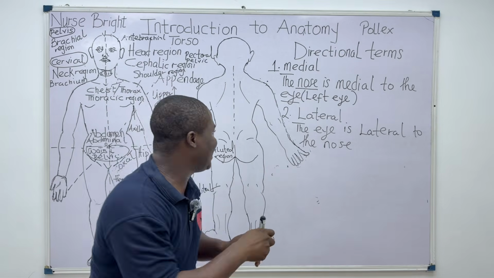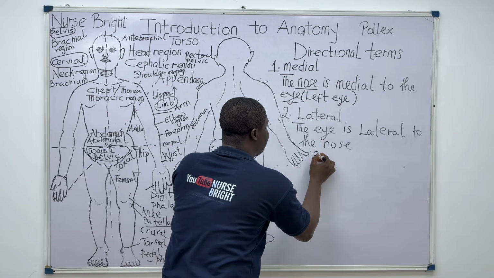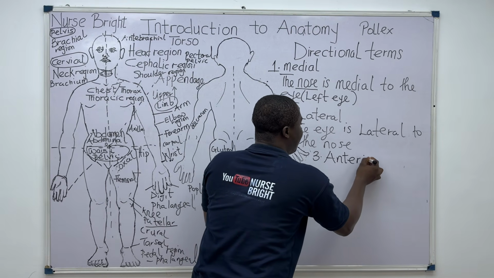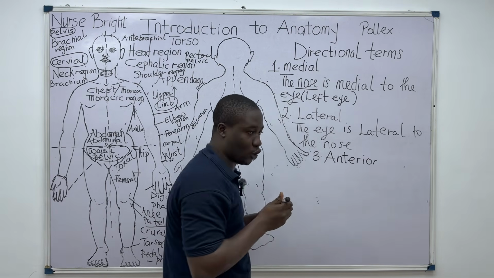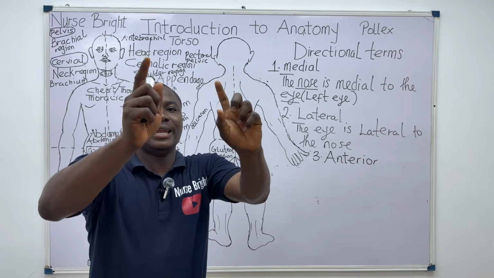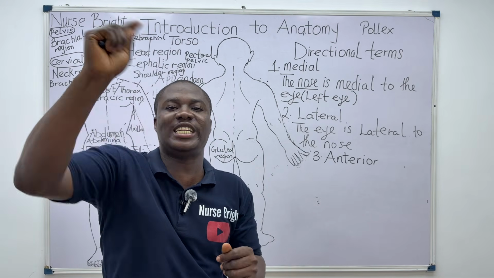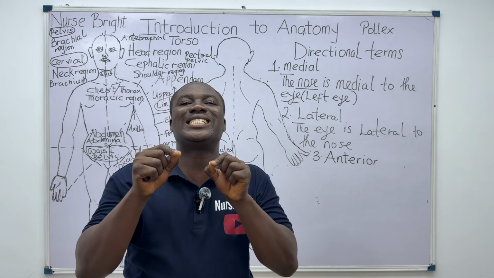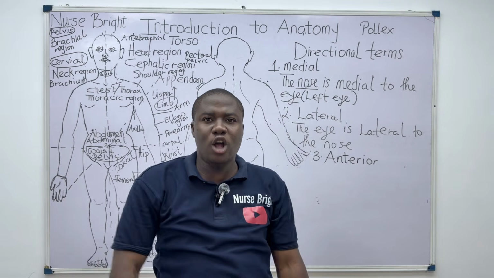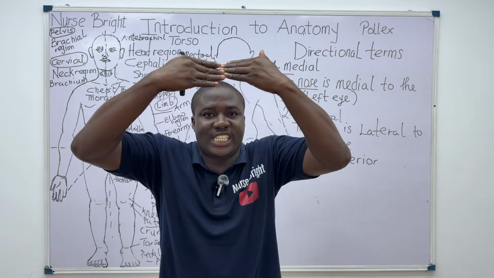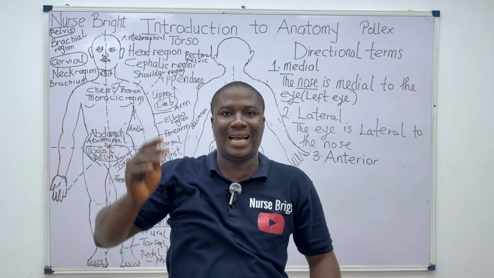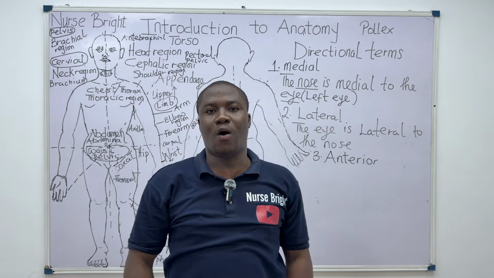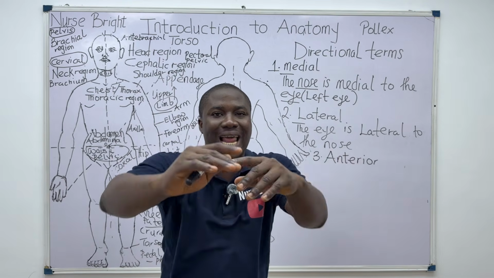Okay, guys, let's get into another directional term. In this case, the directional term we'll be talking about is what we call anterior. Please pay attention. What does this mean? A structure in the body is said to be anterior if it is closer to the front of the body. This is your front and this is your back. So for you to be anterior, the structure must be closer to the front of the body. That's how it works.